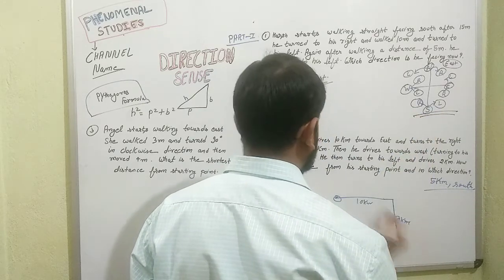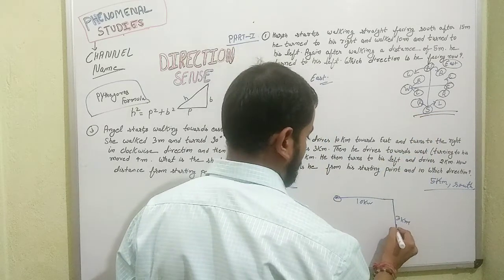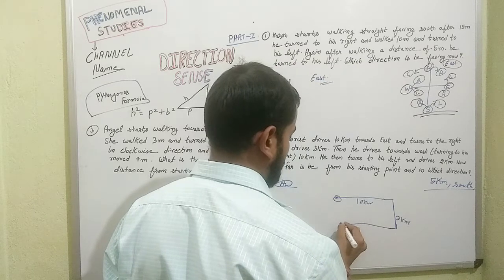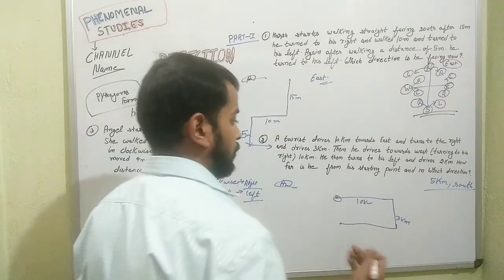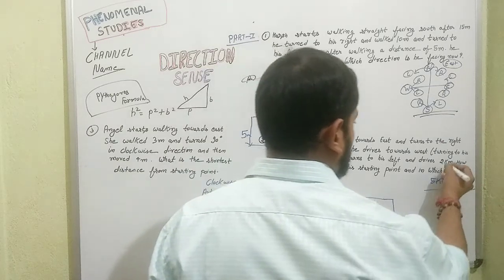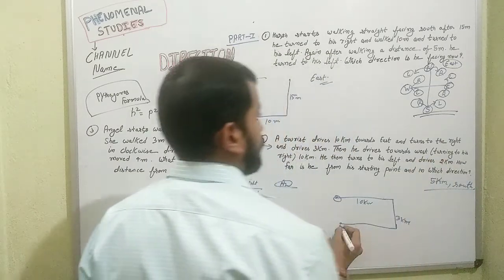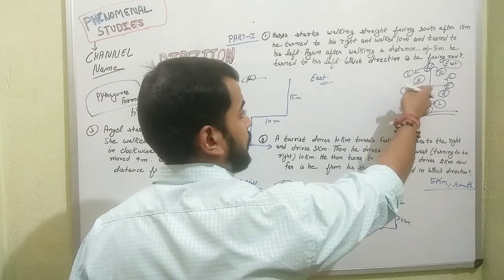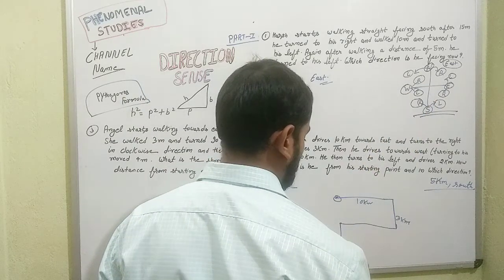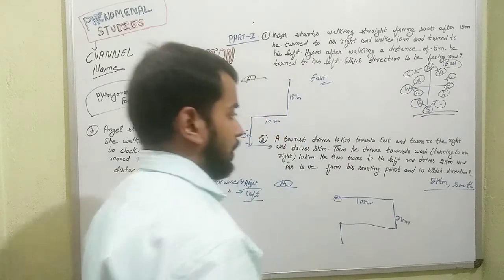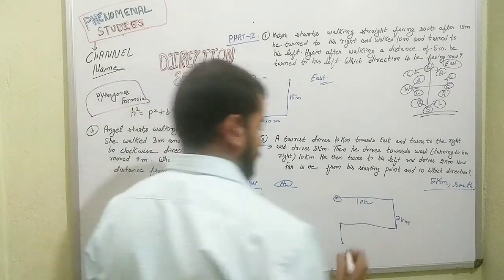So that's why he turned right and drove 10 kilometers here. So it will be like this. Now then he turned his left to drive 2 kilometers. So turn his left. What will be the left, friends? From this west direction, the left one is towards down, and this will be the final position of him.